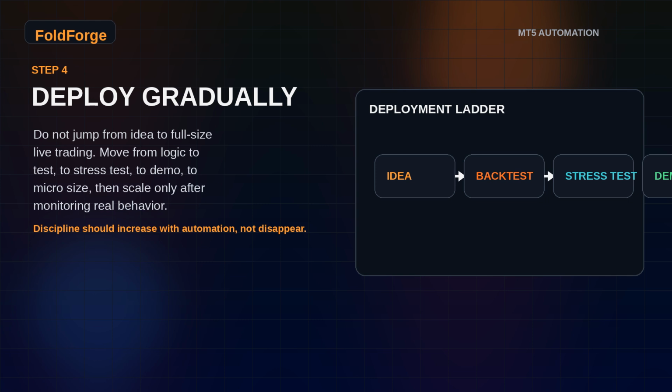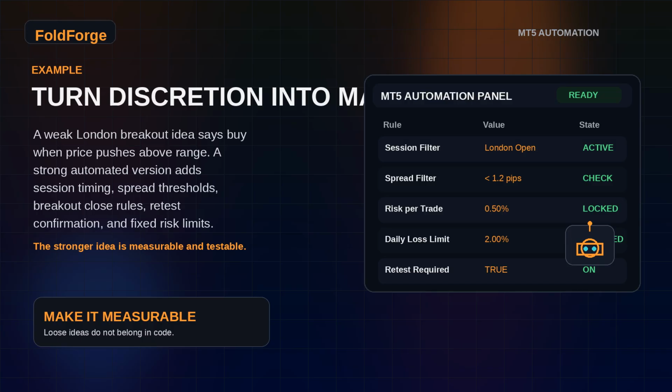Imagine you want to automate a London session breakout strategy in MT5. A weak version says buy breakouts when price moves above the recent range. That sounds clear to a human, but it is too loose for a machine. A stronger version says only trade during the London Open, only if spread is below a fixed threshold, only if the breakout candle closes beyond the defined range, only if the retest holds, and only if the stop distance keeps risk within a fixed percentage of equity. Now the idea is measurable. Now the system can be tested. Now you can evaluate whether the strategy survives real conditions instead of fantasy fills.